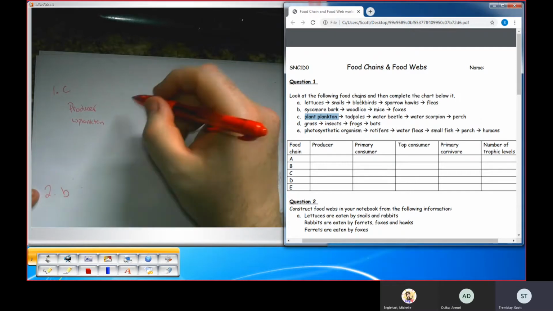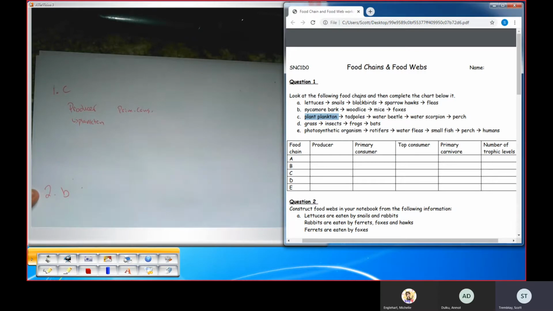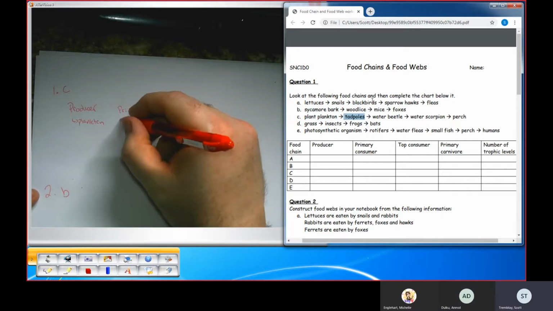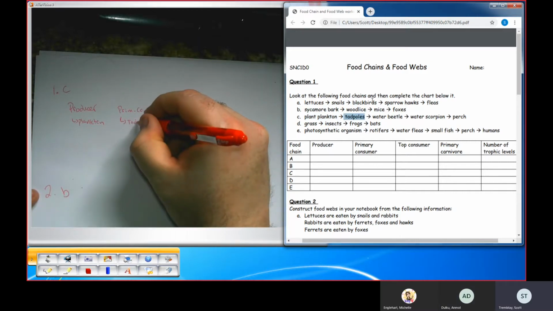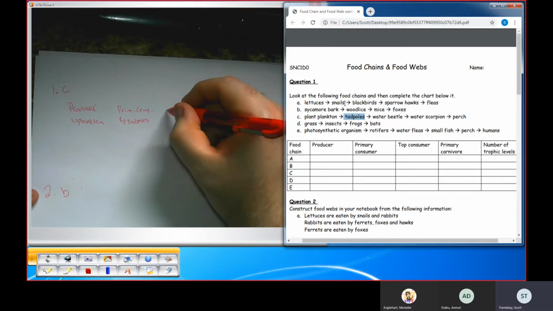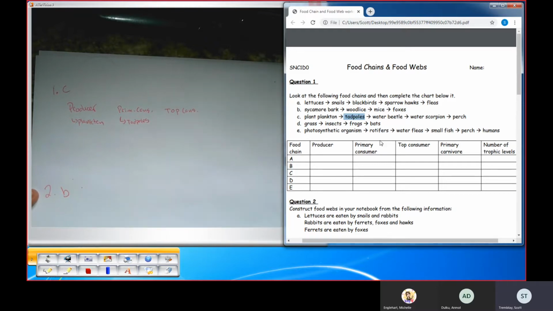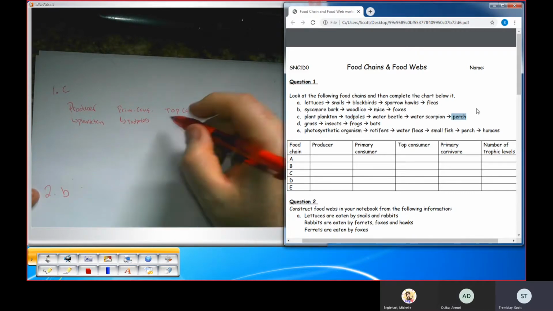Okay, the primary consumer. So who is it that's eating the plant? Well, that's going to be the tadpoles. See how it's already laid out for you? The top consumer, okay. So that's where this becomes interesting. Who's the top consumer? Well, who's not getting eaten? Who's at the very, very end is where we want to go for the top consumer. So the perch, that's right.